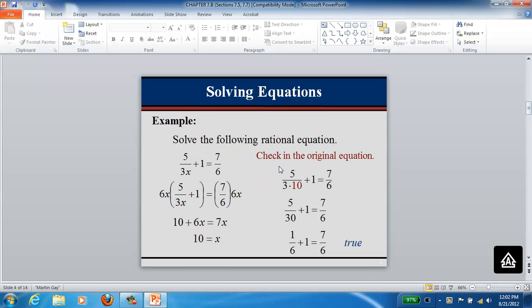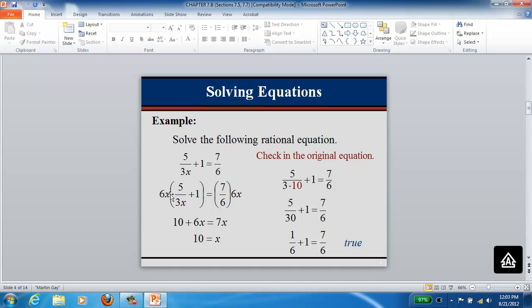For example, solve the following rational equation. 5 over 3x plus 1 equals 7 over 6. Your least common denominator is 6x, so you multiply all terms by the 6x. Here your 6x and your 3x cancel. 6 divided by 3 is 2. 2 times 5 is 10.